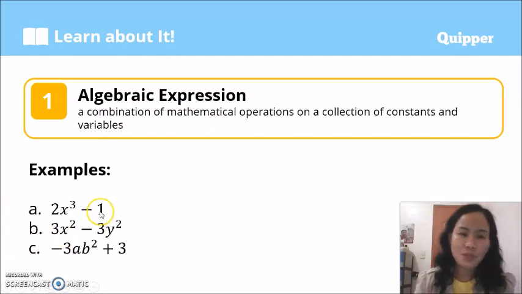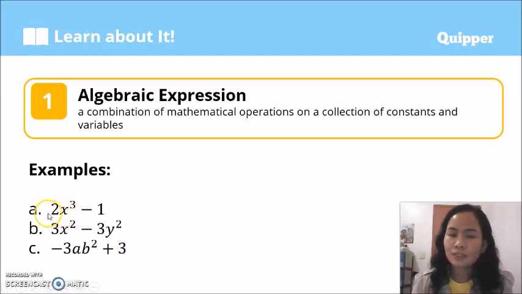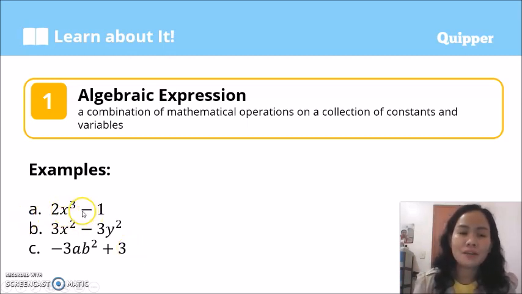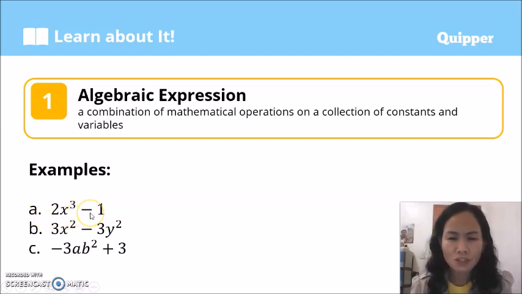Example, 2x cubed minus 1. Okay, we have 3x squared minus 3y squared. We also have negative 3ab squared plus 3. So, take note na sa example A, the mathematical operations that we have here are subtraction. We also have multiplication. Ma'am, bakit multiplication?